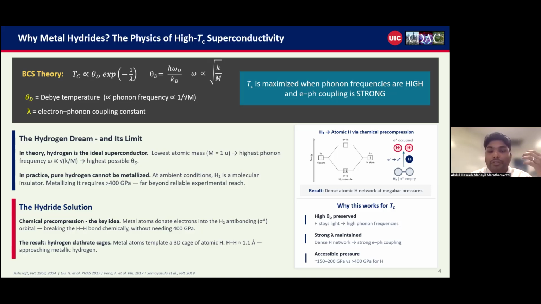The high phonon frequencies are preserved, and because hydrogen is still light and atomic, the electron-phonon coupling lambda is strong, around 3.4 in LaH10, because the dense hydrogen network creates a high electronic density of states at the Fermi level. Both variables in the BCS equation are maximized. The result: Tc above 250 Kelvin at megabar pressures. Room temperature is within sight, but only at extreme pressures, which raises the next question: can we do better?